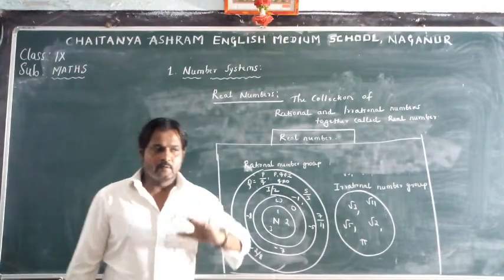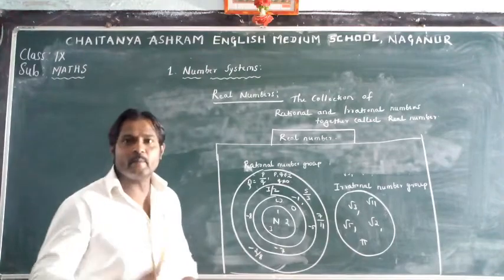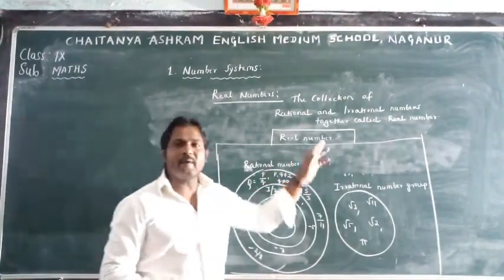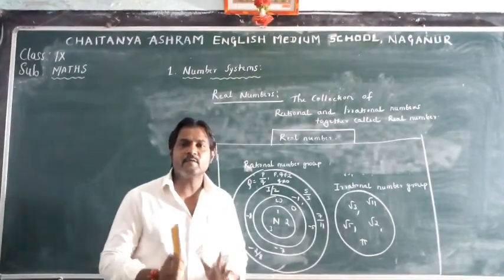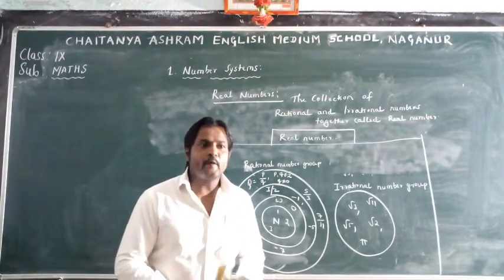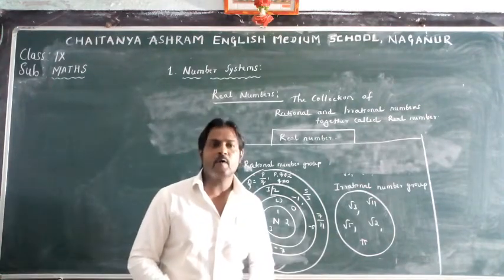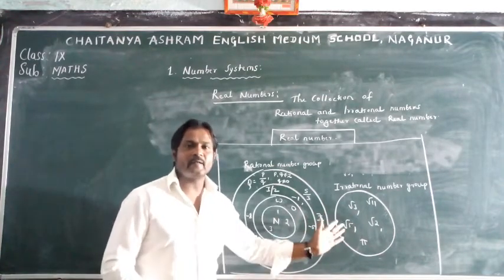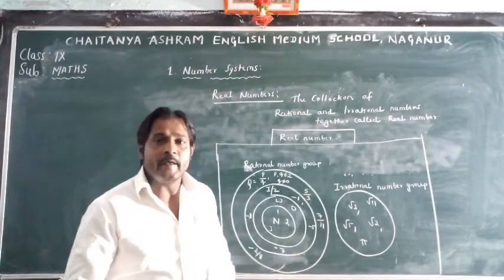Dear children, observe my statements. I will give you some statements. Listen to them very carefully and tell me true or false. The real number includes rational numbers and irrational numbers. Is this statement true or false? Real number includes rational numbers along with irrational numbers. True or false? Yes, it is true. It is a collection of rational and irrational together. So it is a real number. So the statement is true.